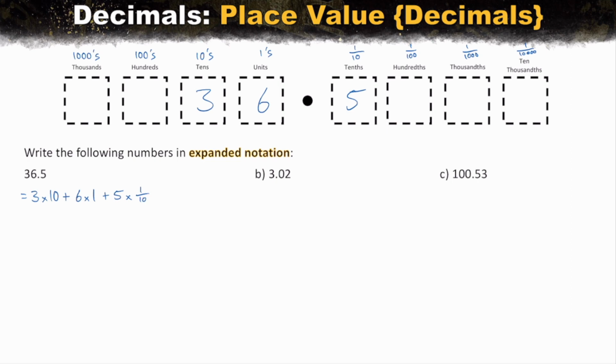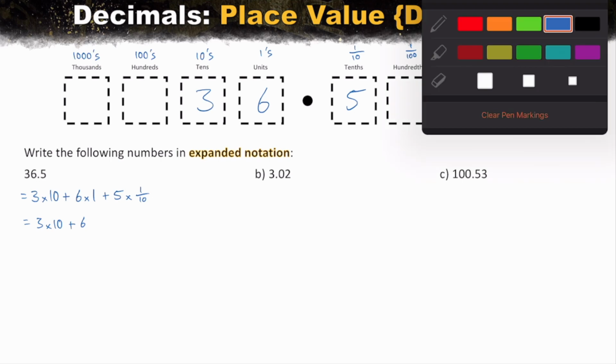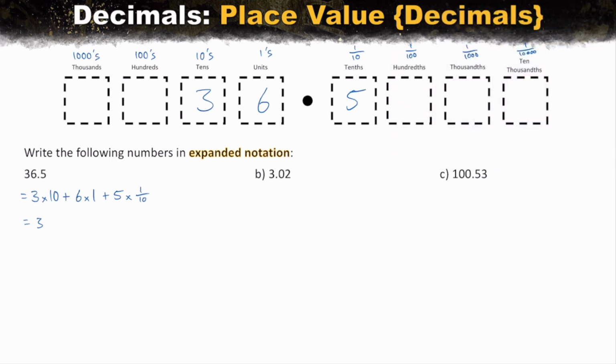Okay, and what we've now got here is a sum of its parts, essentially. So we can kind of simplify this if we wanted to. I'm going to simplify at least the fraction part of it. So we've got 3 times 10 or 30 plus 6 times 1, which is 6. Or maybe I will simplify the whole lot. So let's go 30 plus 6 plus 5/10. All right. So that way we've kind of broken it up into the sum of its parts.